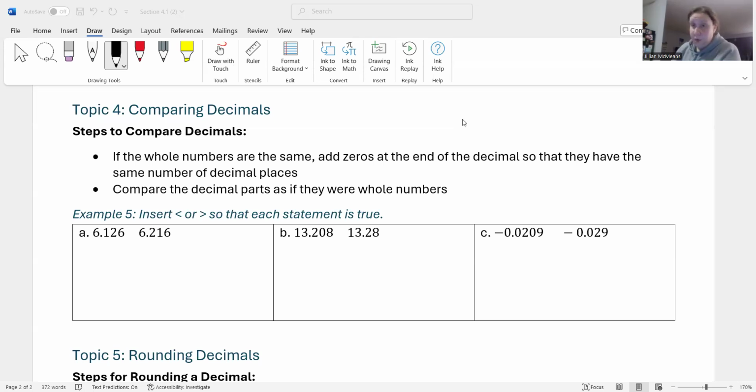Now, remember, when we're comparing numbers, we have to use inequality symbols. And there are technically four of them. We really only use two at this point. So I'm just going to show you the two that we use. We have less than and greater than.